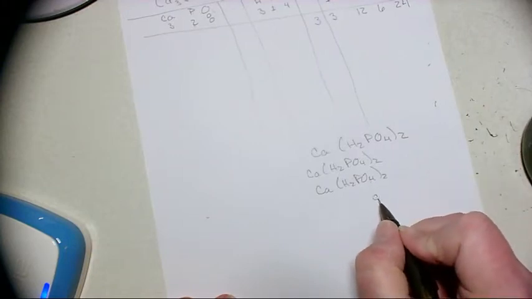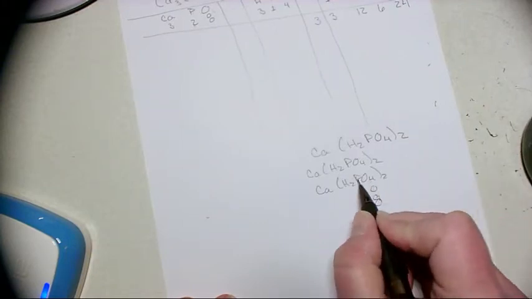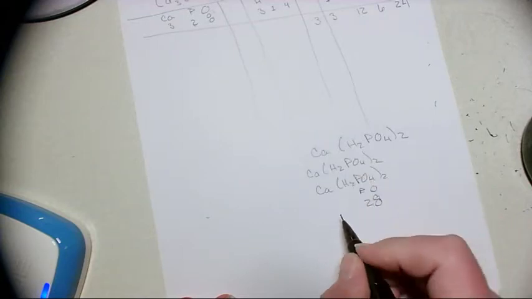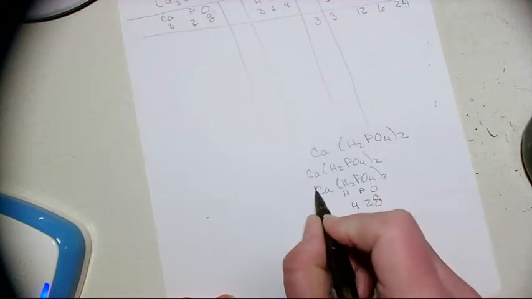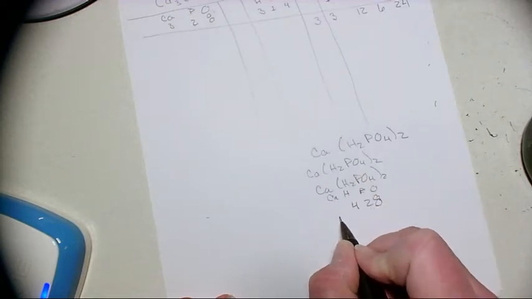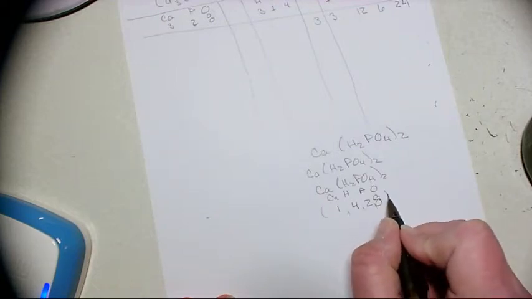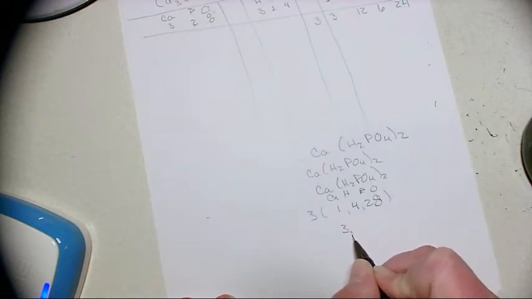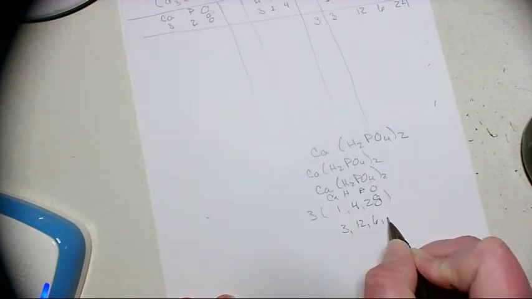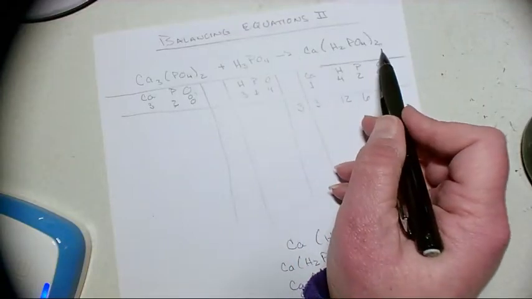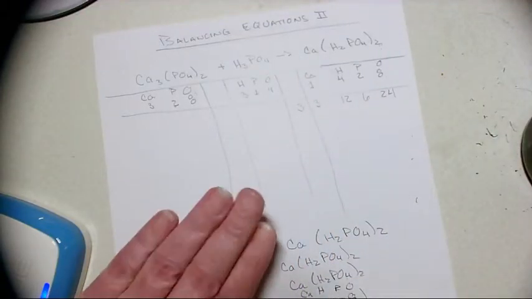So if I independently add them up, 2 times 4 would be 8 oxygen. 2 times 1 is 2 phosphorus. 2 times 2 is 4 hydrogen. And then 1 calcium. So if I multiply all those numbers by 3, that gives me 3, 12, 6, 24. See the pattern? So it's important to know what the coefficients in front of this do to this whole thing. And this is exactly what we just did here.